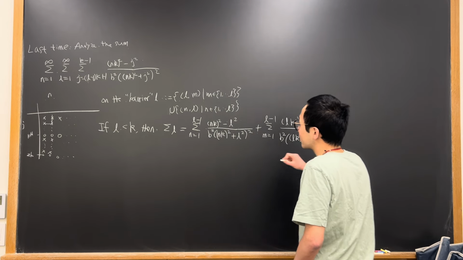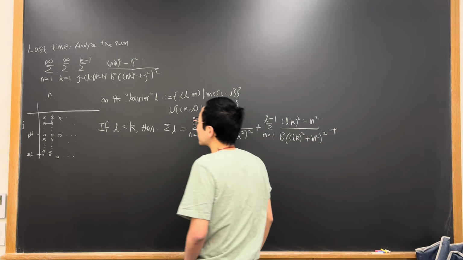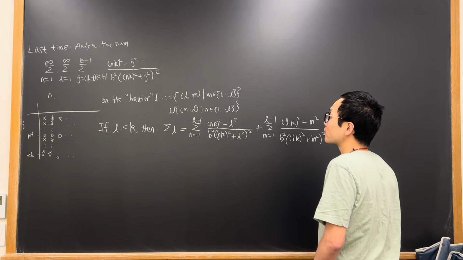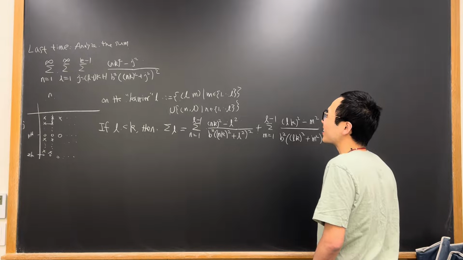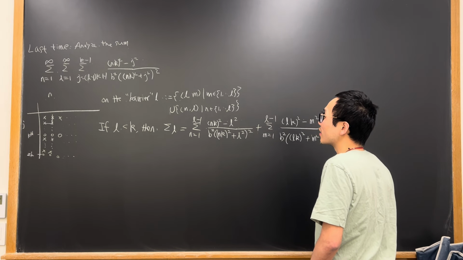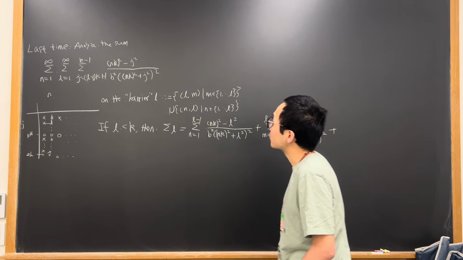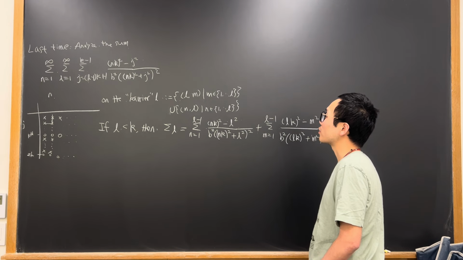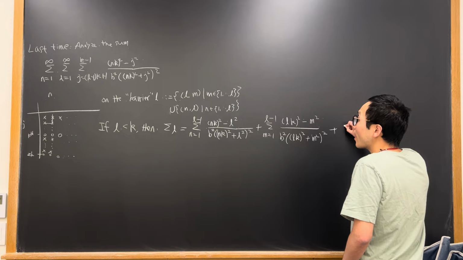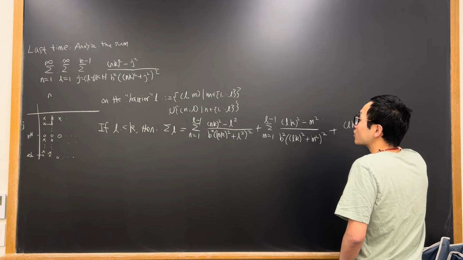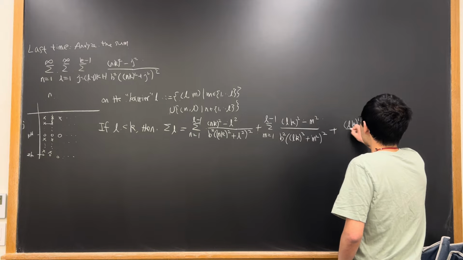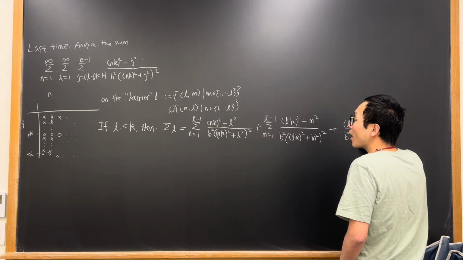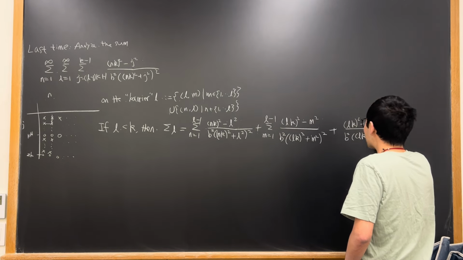And then the remainder is that I also have to sum the corner point. For the corner point, the x value and the y value must both be equal to L, so n equal to L and j equal to L. So (Lk squared minus L squared) over b squared times (Lk squared plus L squared).